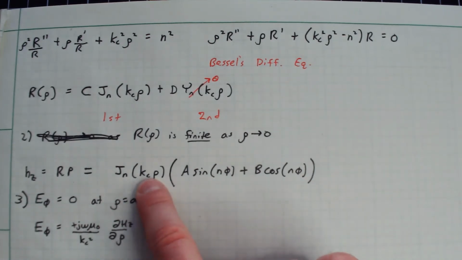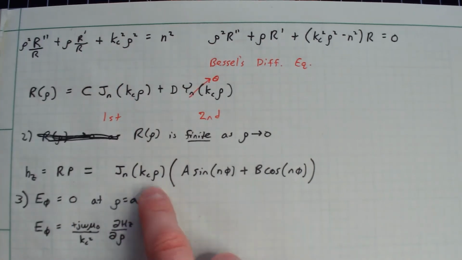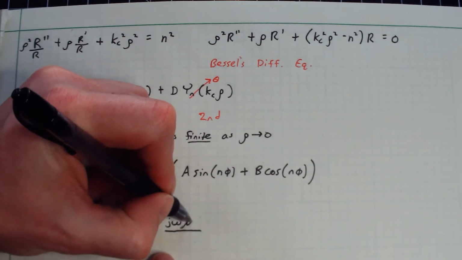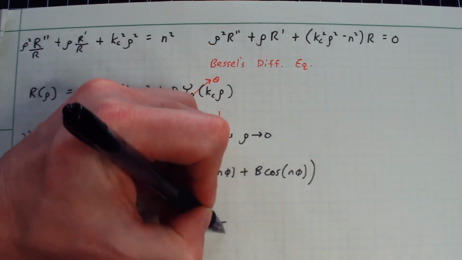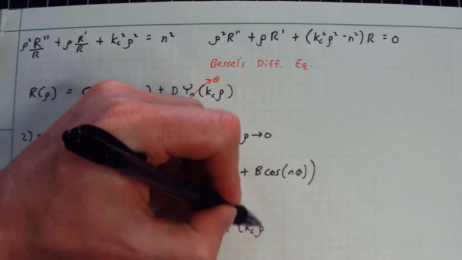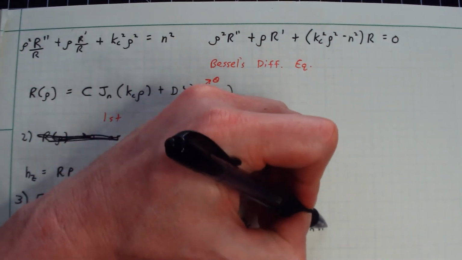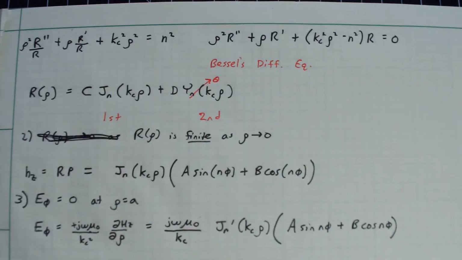The derivative with respect to rho means there's going to be a prime here, and then the chain rule is going to bring a k sub c out front. So I'm going to get a j omega mu naught, and that k sub c coming out is going to divide out with one of these k sub c's here. So instead of a square, I'll just get a k sub c on the bottom. Then a J sub n prime of k sub c rho times A sine n phi plus B cosine n phi, like so.